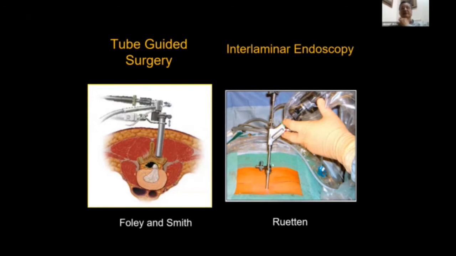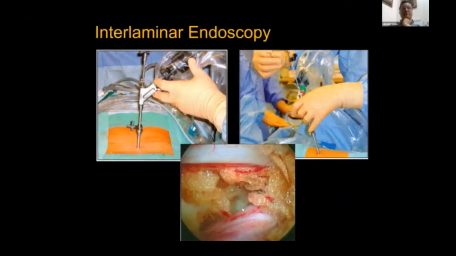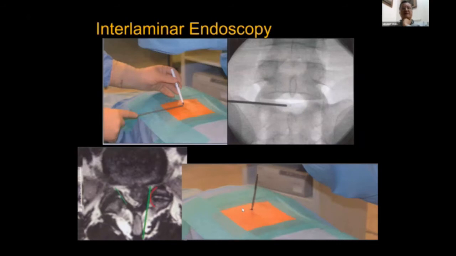To do that, you need a 7mm diameter tube. Storz and Wolf companies have this. This was introduced by Dr. Rutten from Germany. But the difficulty is that since you don't have a retractor here, you must use your tube, your introducer, by turning your tube for retraction of the nerve root.